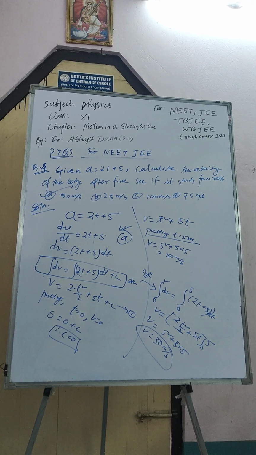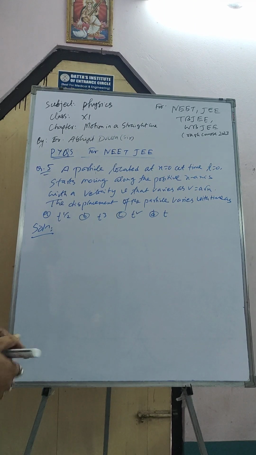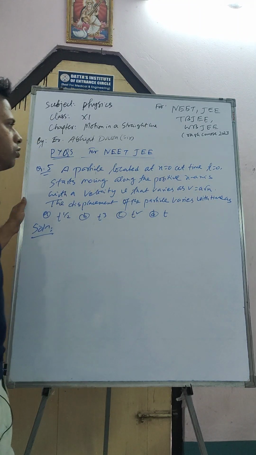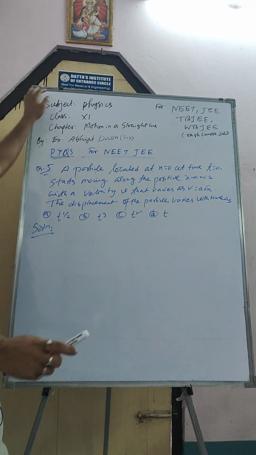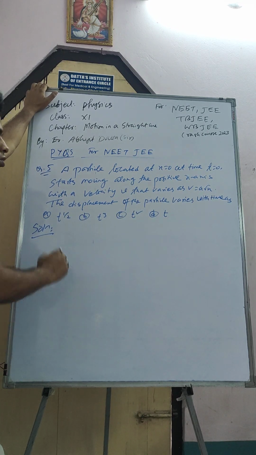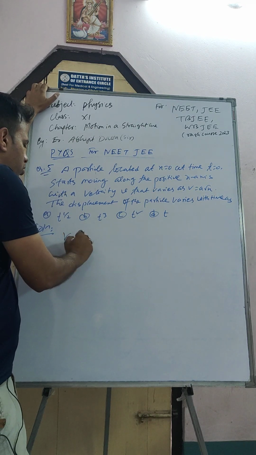Now we move on to the next question. So our next question, that is question number 5. A particle located at x equal to 0 at time t equal to 0 starts moving along a positive x axis with a velocity v that varies as v equal to a root over x. The displacement of the particle varies with time as? So v equal to a root over x.